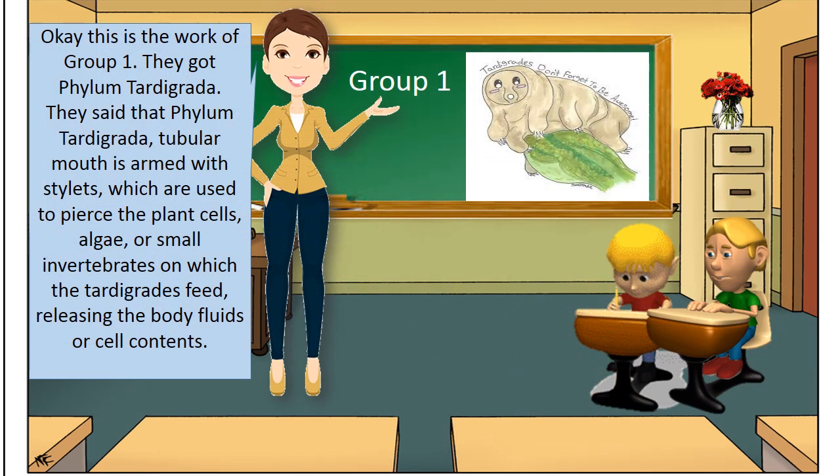Okay, this is the work of Group 1. They got phylum Tardigrada. They said that the phylum Tardigrada tubular mouth is armed with stylets, which are used to pierce the plant cells, algae or small invertebrates on which the tardigrades feed, releasing the body fluids or cell contents.